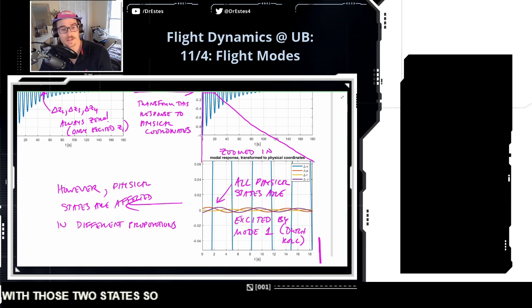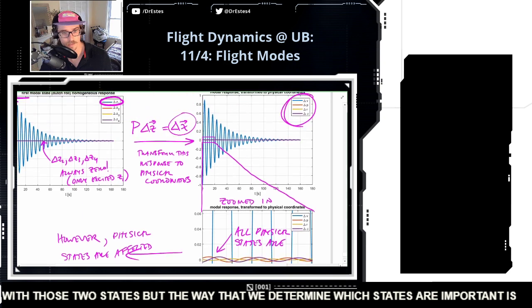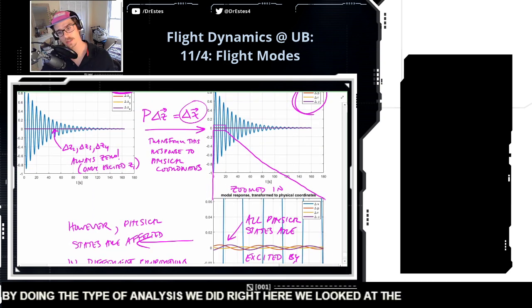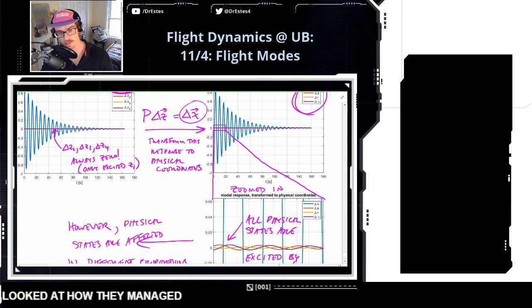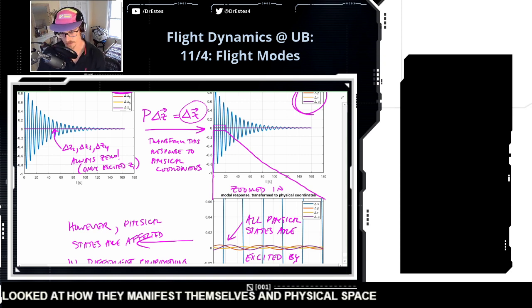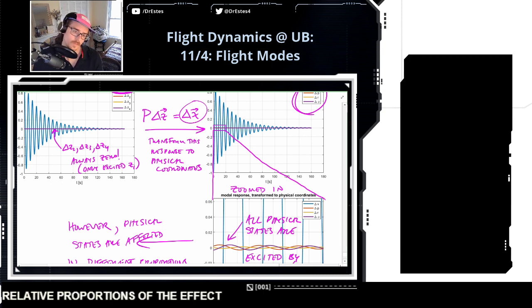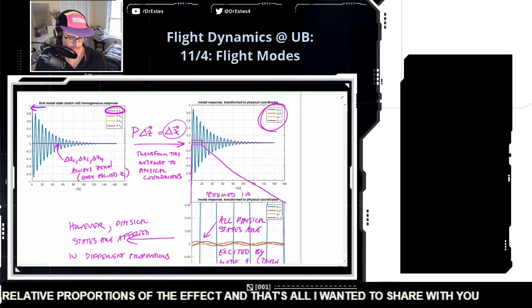But the way that we determine which states are important is by doing the type of analysis we did right here. We looked at the different modes, we looked at how they manifest themselves in physical space, and we looked at the relative proportions of the effect. And that's all I wanted to share with you today.